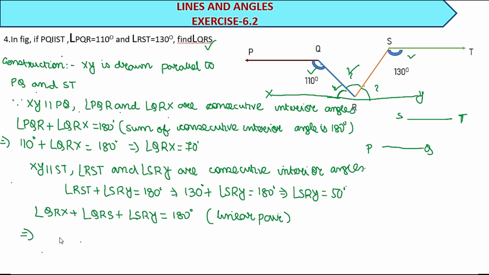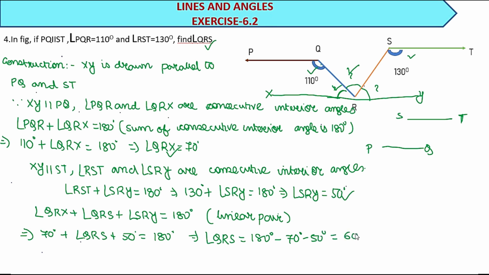So angle QRX is already known, that is 70 degrees. Angle QRS is what you are asked to find out. And angle SRY is 50 degrees, we have already found out. See, so easy. 180 degrees. So angle QRS will come out to be 180 degrees minus 70 degrees minus 50 degrees, that is 60 degrees, is the value of angle QRS.